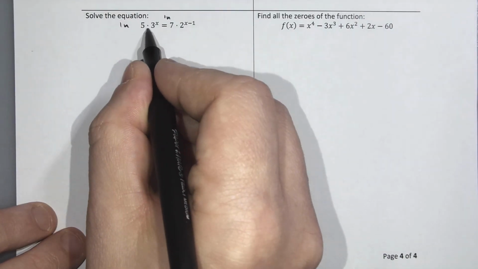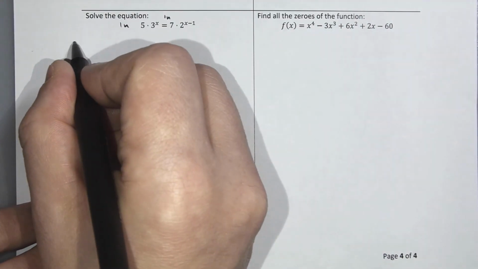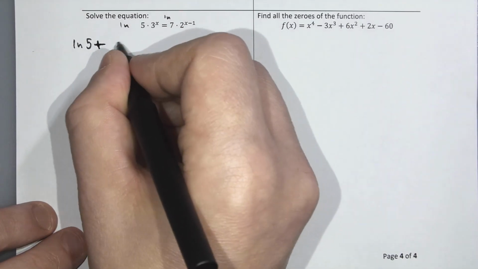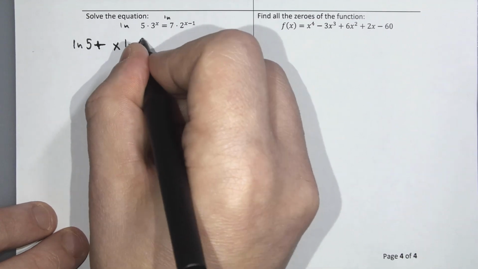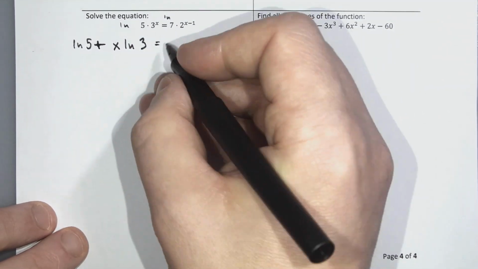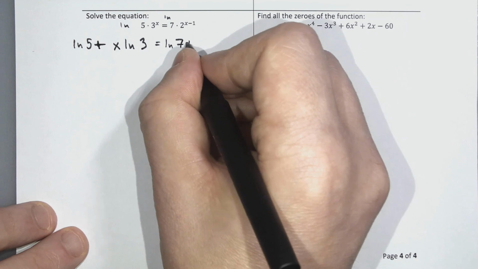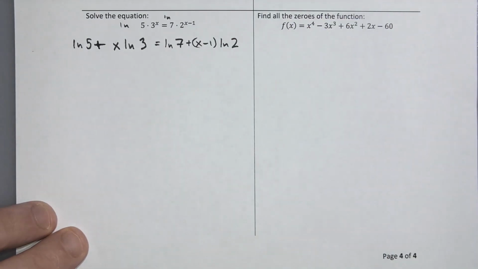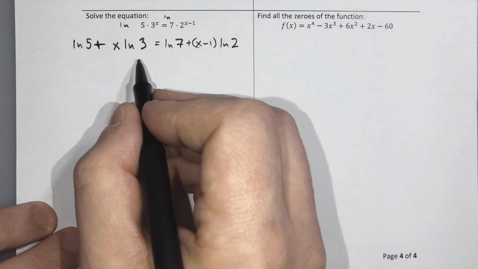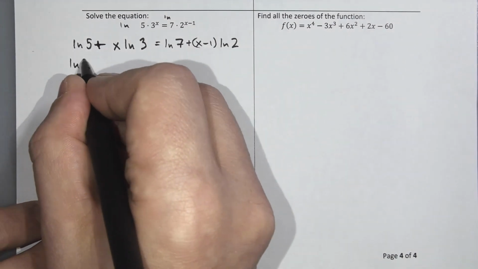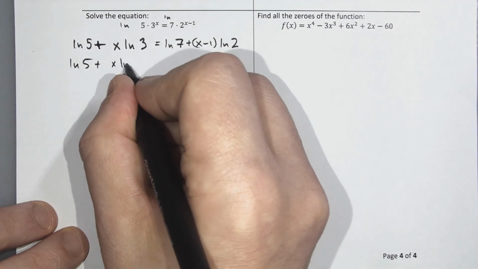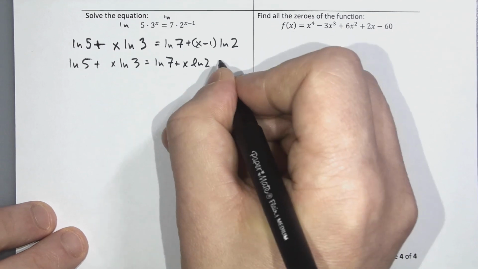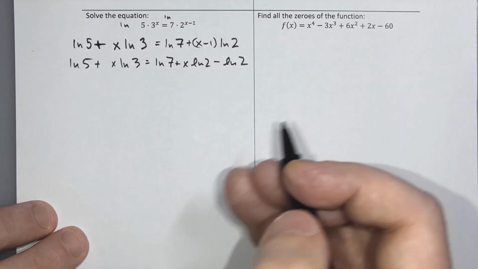The log of a product becomes a sum. So on this side, it'll be ln of 5 plus, also exponents come out in front, so I can say x ln 3. And on this side, it would become an ln of 7 plus an x minus 1, exponent out in front, ln of 2. Okay, let's distribute first. ln 5 plus x ln 3 equals ln 7 plus x ln 2 minus ln 2.